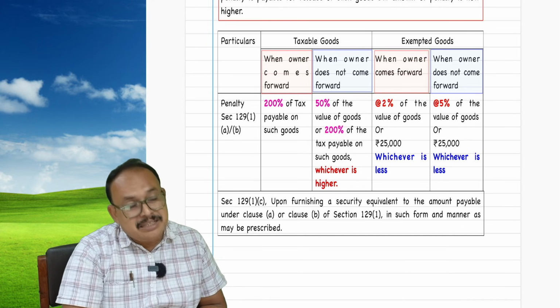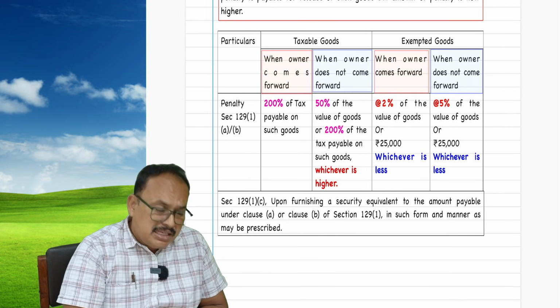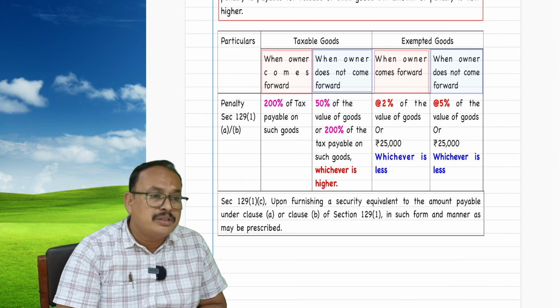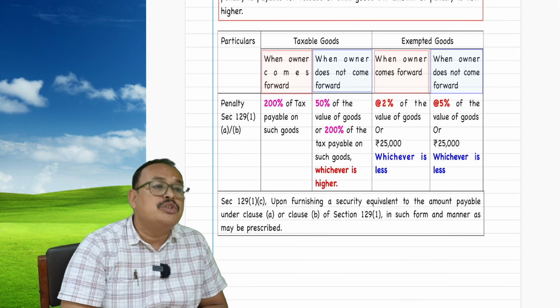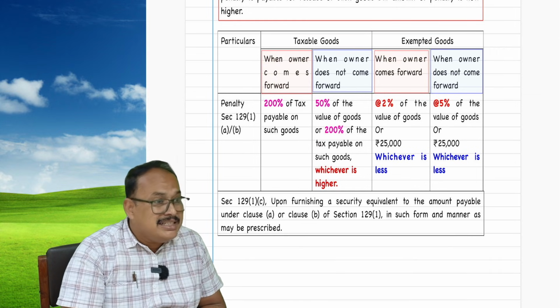In the case of exempted goods, the penalty under 129, where the owner comes forward to pay the penalties, is 2% of the value of the goods or rupees 25,000, whichever is less, as per CGST. An equal amount applies as per the SGST also.